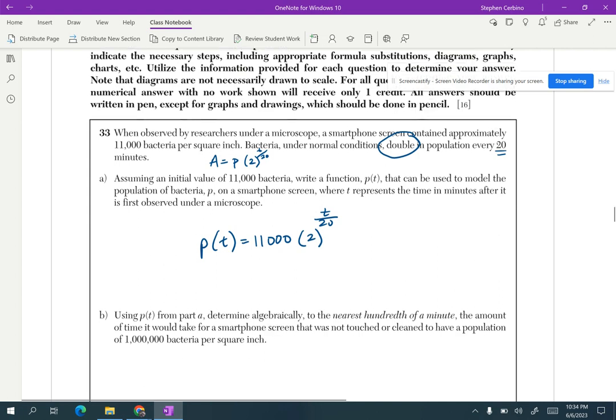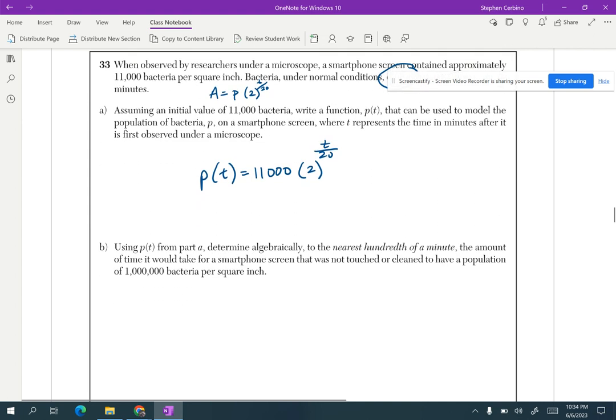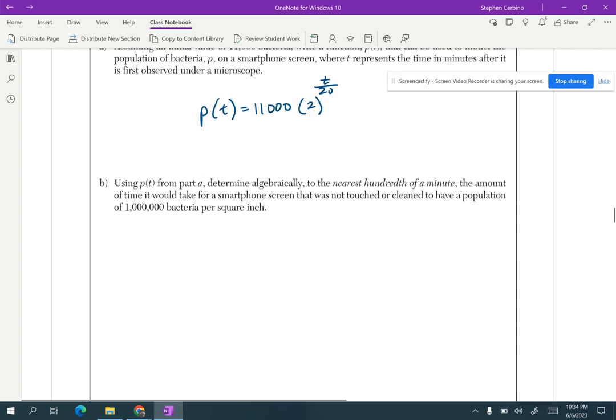For the second part, it says using p of t from part A, algebraically determine to the nearest hundredth of a minute the amount of time it takes to get to 1 million bacteria. So we're going to replace p of t with 1 million. So we're going to say 1 million, make sure you have the right number of zeros, is equal to 11,000 times 2 to the t over 20.